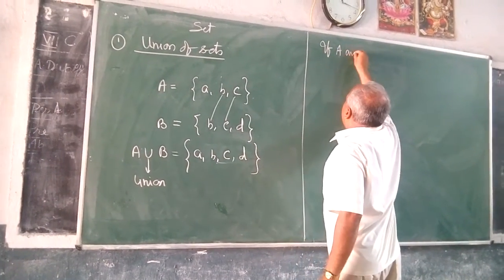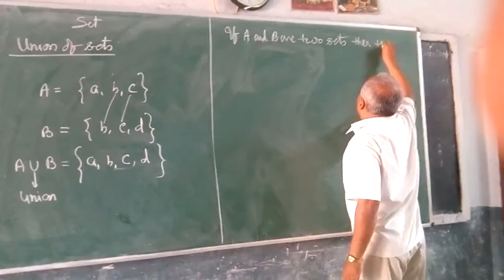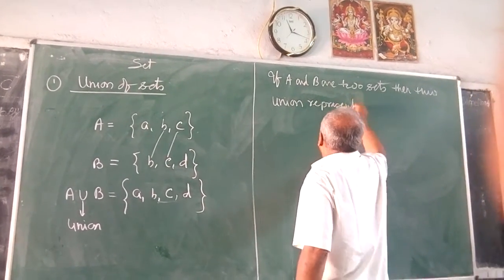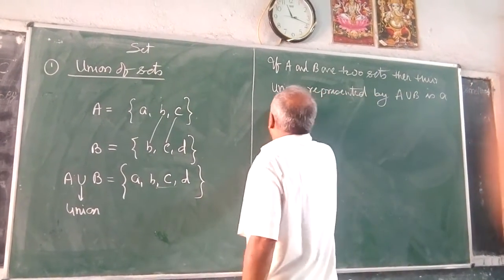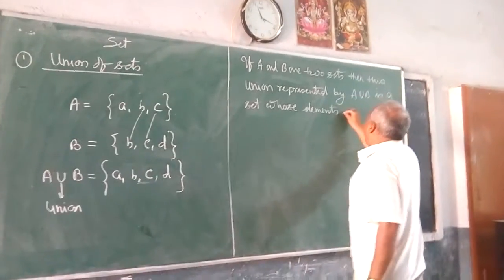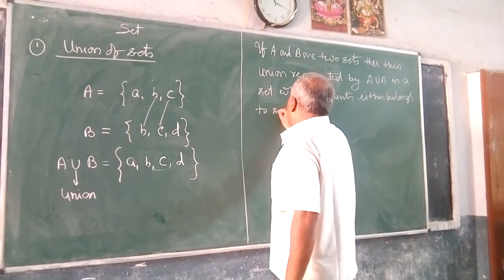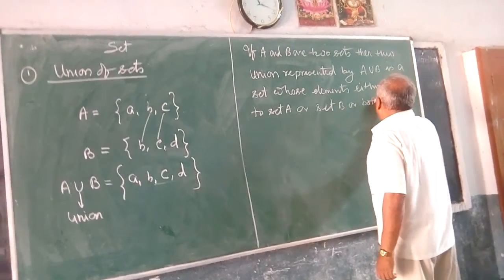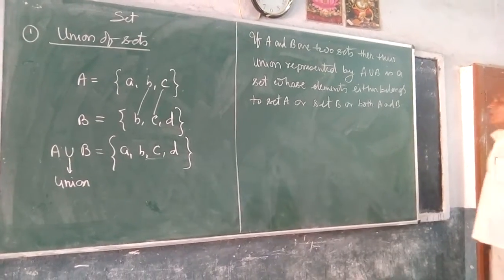If A and B are two sets, then their union, represented by A union B, is a set whose elements either belong to set A or set B or both A and B. This is the definition of union of two sets in the form of language.